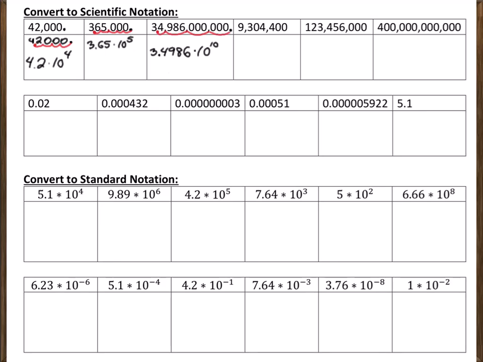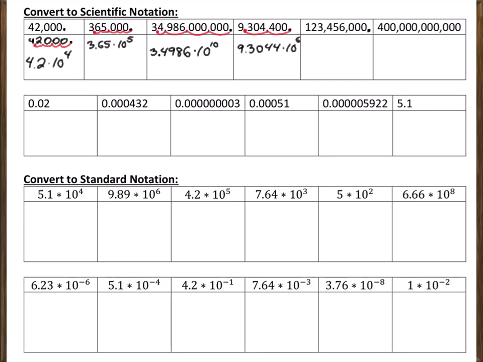Okay, so we have 9,304,400. So again, our decimal point is starting right here, and it needs to land between the 9 and the 3 in order to be considered in proper scientific notation. So we're moving it over 1, 2, 3, 4, 5, 6 places. So our new number is 9.3044 times 10 to the 6th power. Okay, let's do this next example.